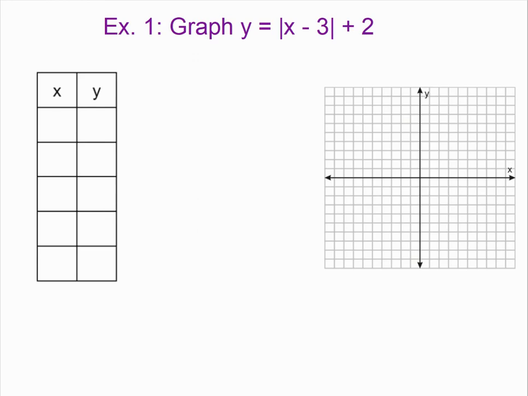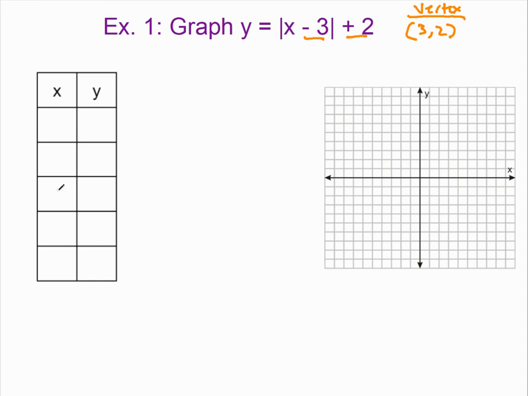So if I take a look, here's an example. We're going to work this one out together. I want to graph y equals the absolute value of x minus 3, plus 2. So my first step is to find my vertex. Using what I see in my equation here, this x minus 3 tells me my x value is 3. The plus 2 on the outside tells me my y value is 2.